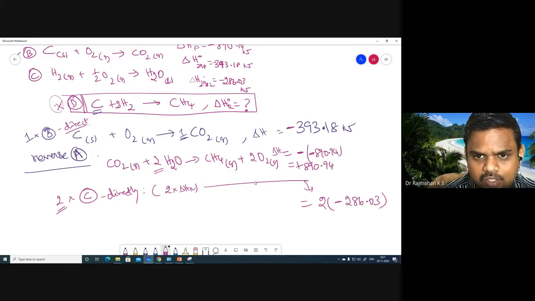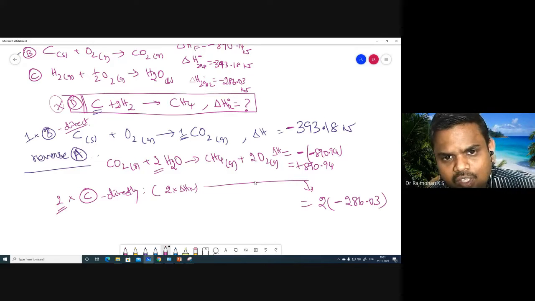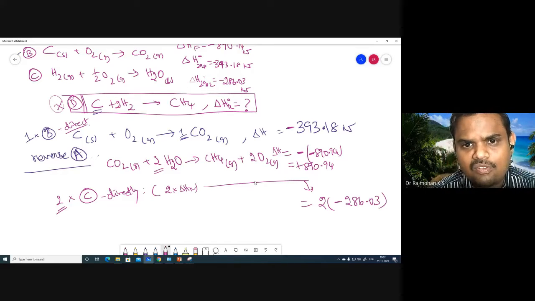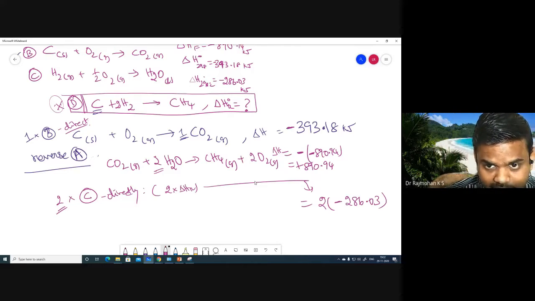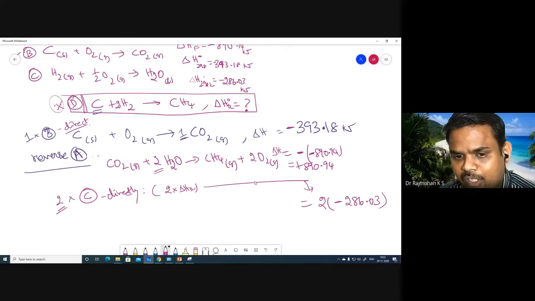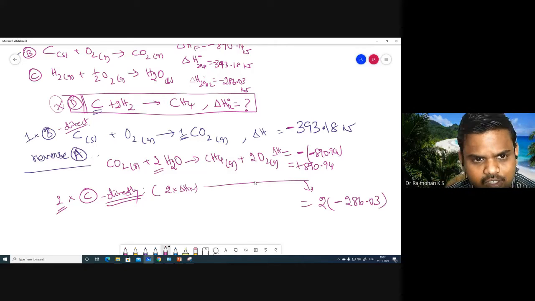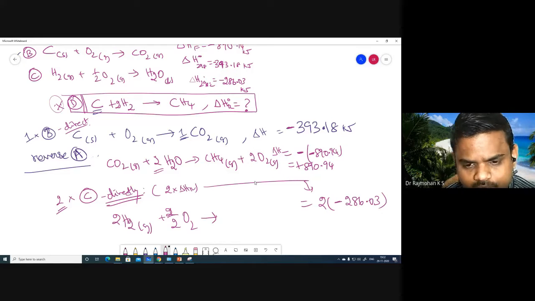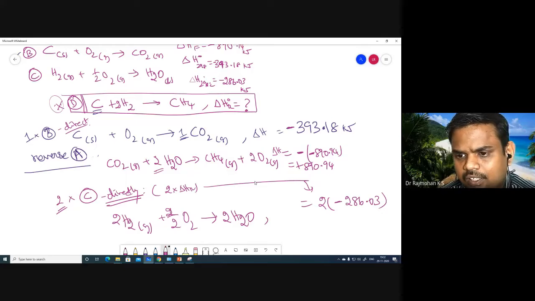286.03, because this delta HR is for 1 mole of water formation, but what we are having is 2 moles of water formation, which means it is going to be multiplied by 2. That is what we are doing. If we were reversing this reaction, the minus would change, but in this case we are not reversing the reaction. So multiplying by 2, we get 2H2 plus 2 by 2 oxygen, giving 2H2O as a product, and delta HR is multiplied by 2 here.